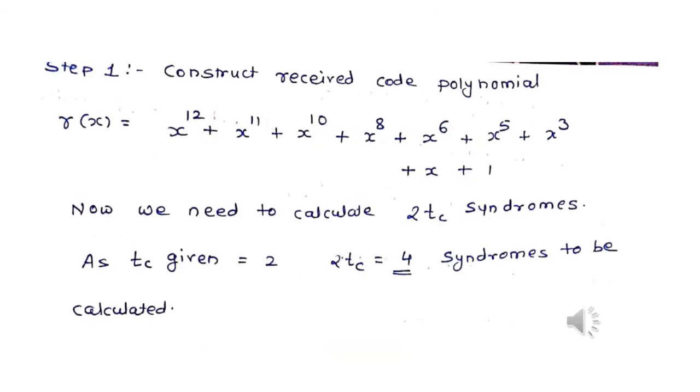So as step 1, you construct the received code polynomial. You have received the code word, so convert it into a polynomial. So R(x) is the received code word polynomial, which in this case is x raised to 12 plus x raised to 11 plus x raised to 10 and so on up to x plus 1. Now we need to calculate 2 TC syndromes. Again, what is TC? Error correcting ability. So as TC is 2, 2 times TC is 4. So we need to calculate 4 syndromes to find the errors.